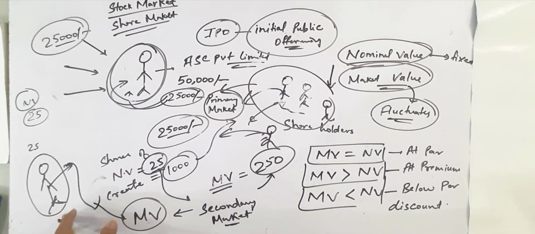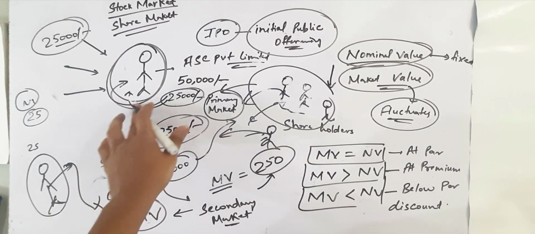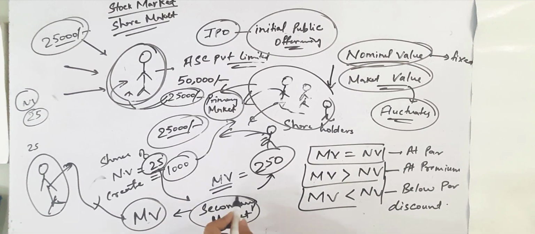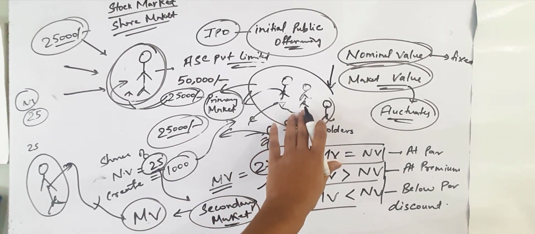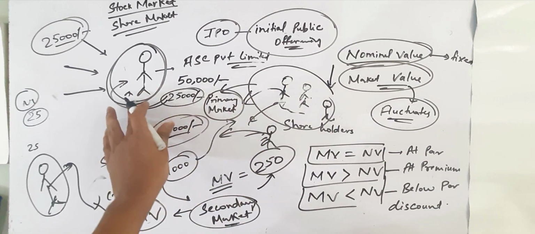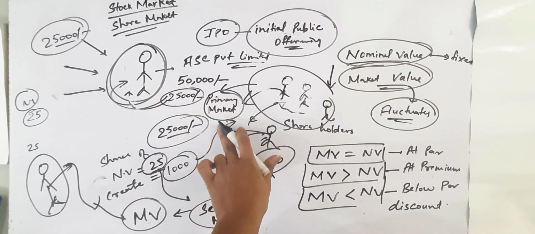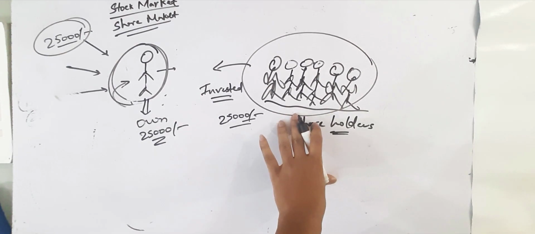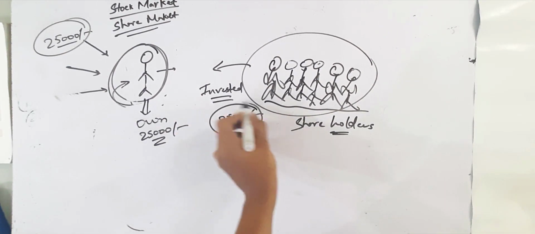Because these persons are not buying from the company itself, instead they are buying from the persons around. So it is called secondary market, and initially these shareholders purchase the shares from the company itself, so it is called primary market. So now you will ask what these persons will get out of their investment of 25,000.